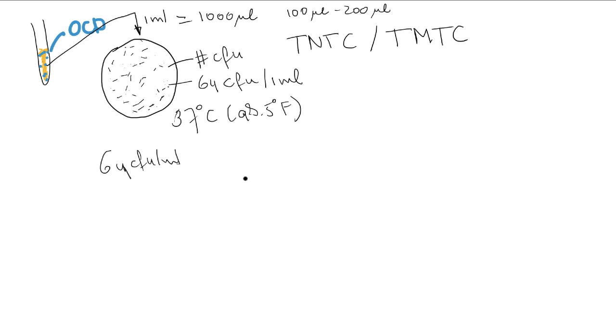The mechanism that we use to determine this is called a serial dilution with plate count. So let's go check that out.